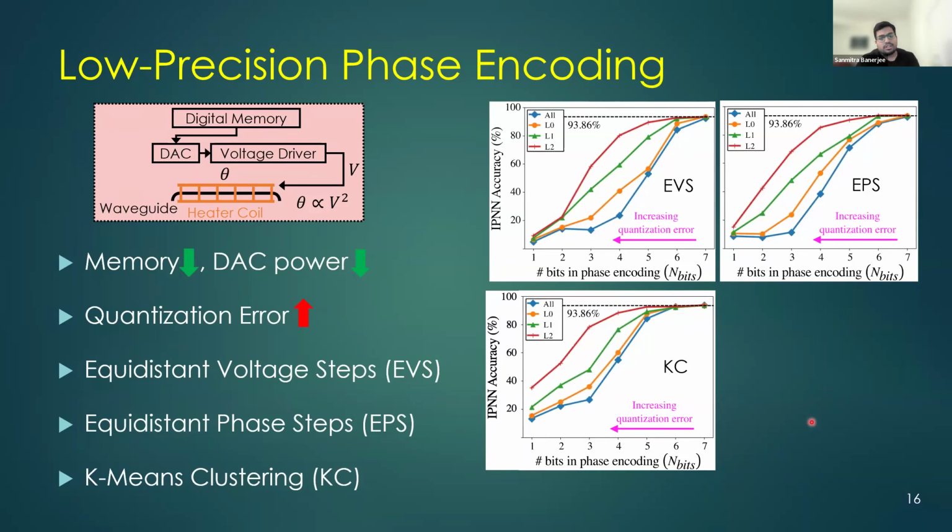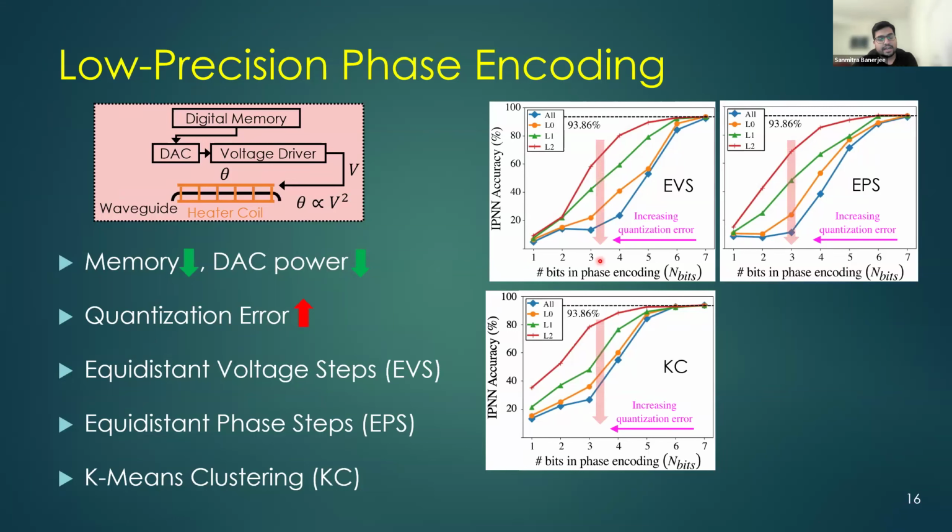Across all the three cases, equidistant voltage step, phase steps, and k-means clustering, we see that beyond 7 to 8 bits, we reach the maximum possible accuracy. But more importantly, even if we quantize from 7 to 6 bits, we see a large drop in the inferencing accuracy, and that drop keeps on widening as we go to a lower number of bits.